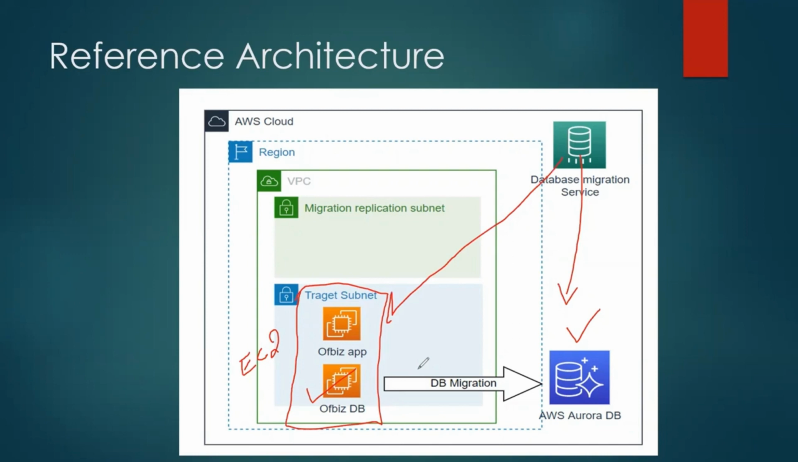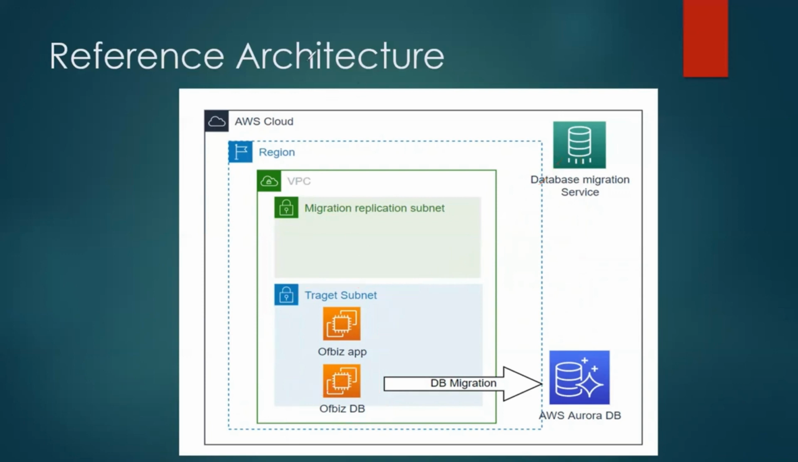So we are migrating the database from instances to Aurora DB. Here we are using the AWS managed database service to migrate the database. That's another practical thing that we are going to cover. All these things, I'll show you practically how things are done. So moving forward.